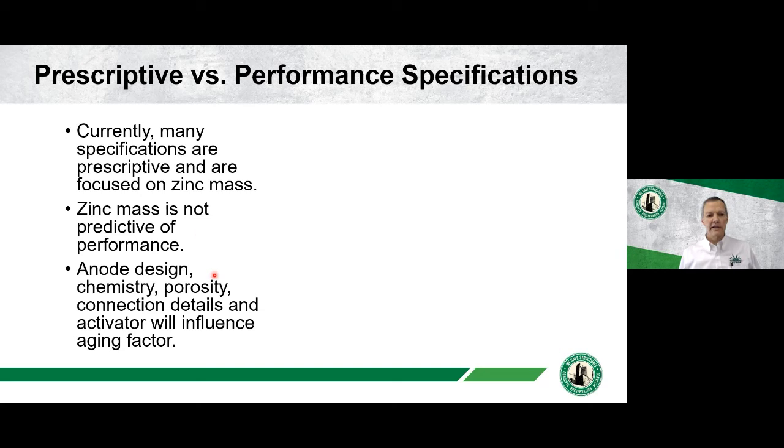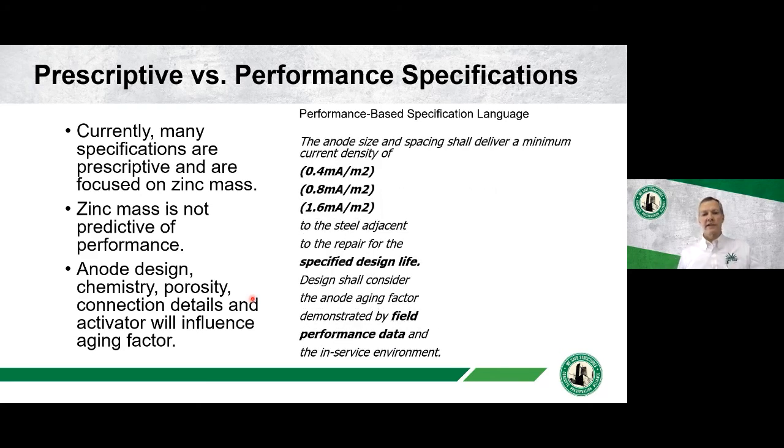Obviously, other factors like the design, chemistry, the environment, how it's connected to the steel, etc. All of these things affect the performance and ultimately affect the aging factor. So I think as an industry, and we see this happening in other parts of our industry, we're moving more towards performance-based designs, performance-based specifications. And I think that we will see in the future more use of performance-based specification language.